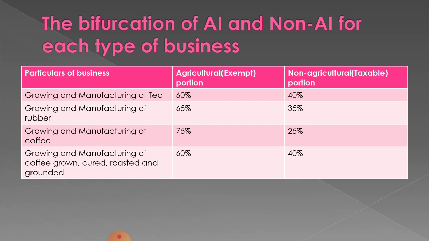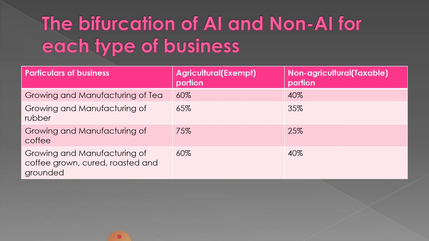Second one, income from growing and manufacturing of rubber. Here, 65% of the income is exempted from tax and 35% is taxable. Next one is growing and manufacturing of coffee. Here, 75% is exempted from tax and 25% is taxable under the head profits and gains from business. Next one, growing and manufacturing of coffee grown, cured, roasted and ground. Income from such activities, 60% is exempted and 40% is taxable. Just go through this table. This is important. Just remember this percentage. Okay. So, this is about agricultural income.